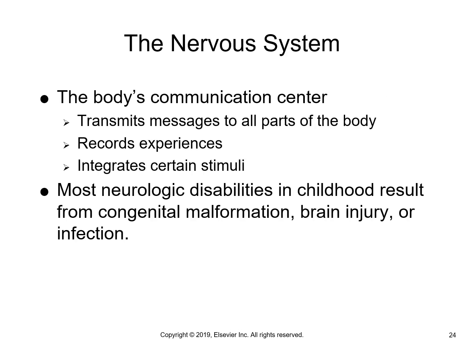The nervous system is the body's communication center. We already know that it transmits messages to all parts of the body. It records experiences because it goes to your brain, and your brain is the one storing the experiences. It integrates certain stimuli, and most neurologic disabilities in childhood result from congenital malformation, brain injury, or infection. All right, let's look at some problems.